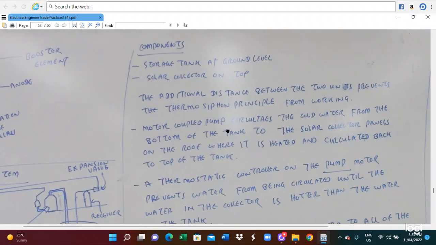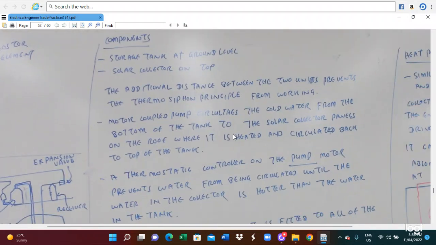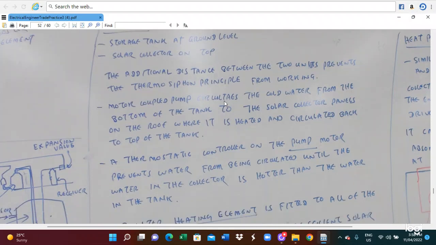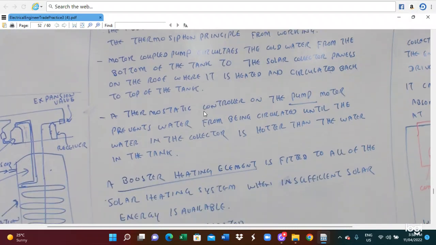So the storage tank can be at ground level, and the solar collector is connected at the top. The additional distance between the two units prevents the thermosiphon principle from working. The motor-driven pumps circulate the cool water from the bottom of the tank to the solar collector panels on the roof, where the water is heated and circulated back to the top of the tank.